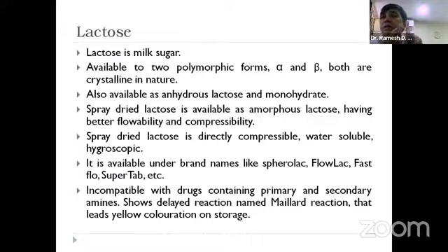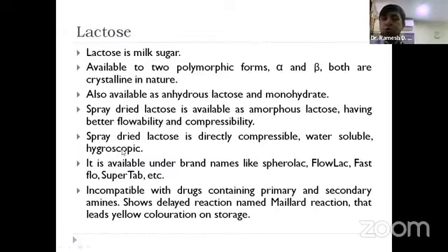One, that is the sphericity, which will impart good flow. And second is the compressibility. Because of the porosity, it has good compressibility. So spray-dried lactose has both advantages: good sphericity, that is good flow property, and good compressibility. It is water soluble, it is directly compressible, and it is hygroscopic in nature. Now, that is the problem with lactose.